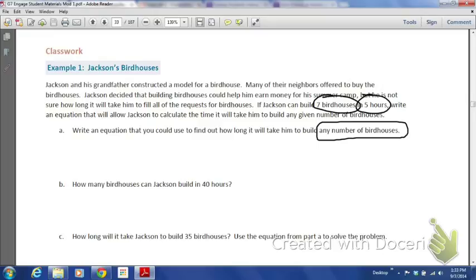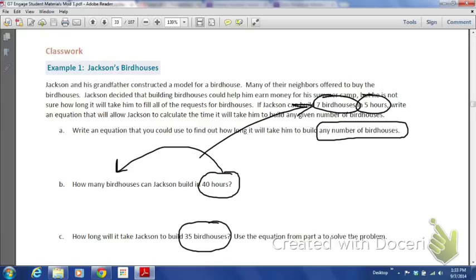Part B is asking how many birdhouses Jackson can build in 40 hours. I want you to apply, knowing one of those variables, the 40 hours, how you can apply it back to calculate your birdhouses, using the rate that you're going to come up with. Part C asks how long it will take Jackson to build 35 birdhouses. Now we're working the other way. Now we have birdhouses and we're going to move towards the hours, again using our rate to help us out.